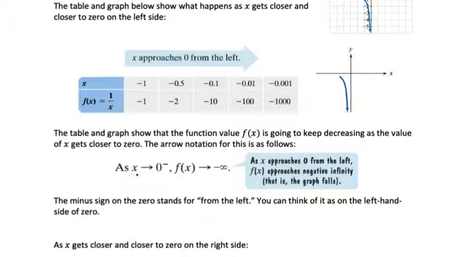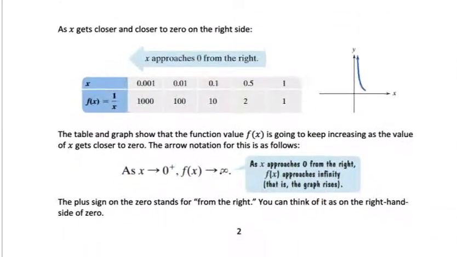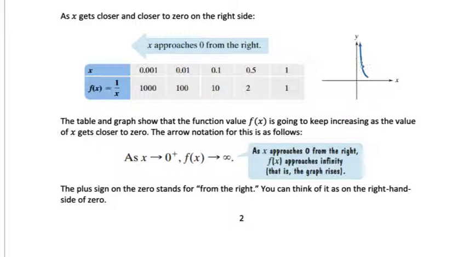So as x approaches 0 from the left, f of x approaches negative infinity, or the arrow points down. Or the graph falls is another way to think about it. On the right-hand side, as x gets closer and closer to 0, the y values get larger and larger, and so the arrow points upward.